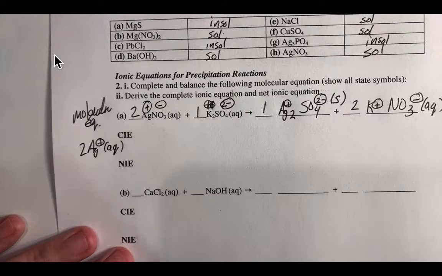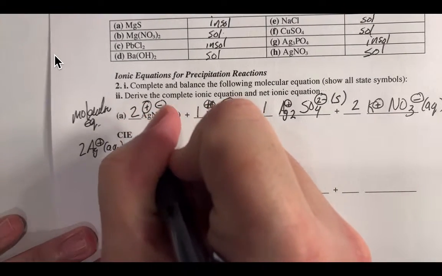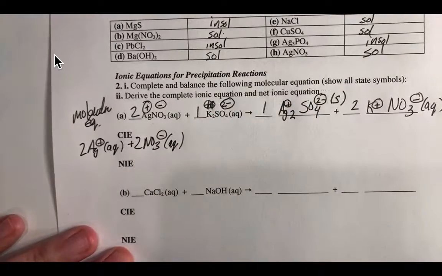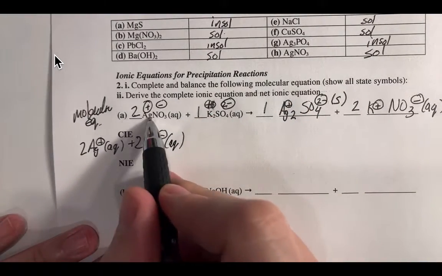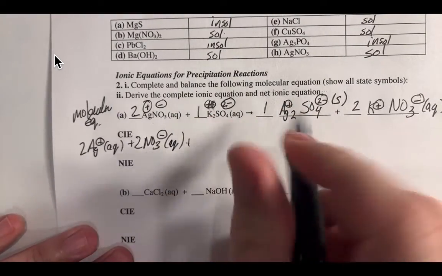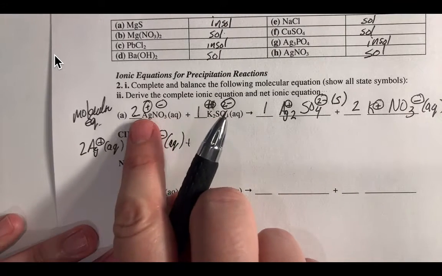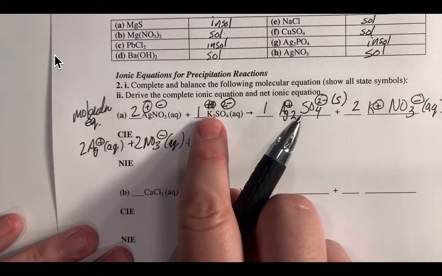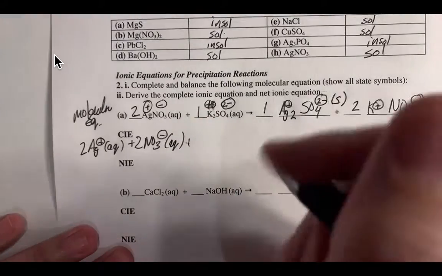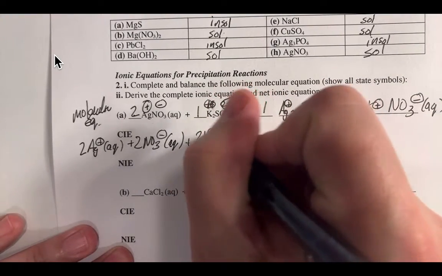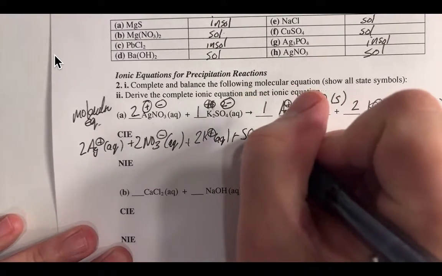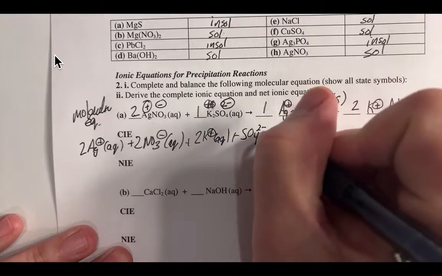So 2 silver plus aqueous, plus 2 nitrates aqueous. So 2 silvers and 2 nitrates. 2 potassiums. But you see, I get to my 2 a different way here. It was 2 out front, 2 silvers, and now it's a subscript 2. Still, I got 2 potassiums aqueous, and I have a sulfate aqueous.